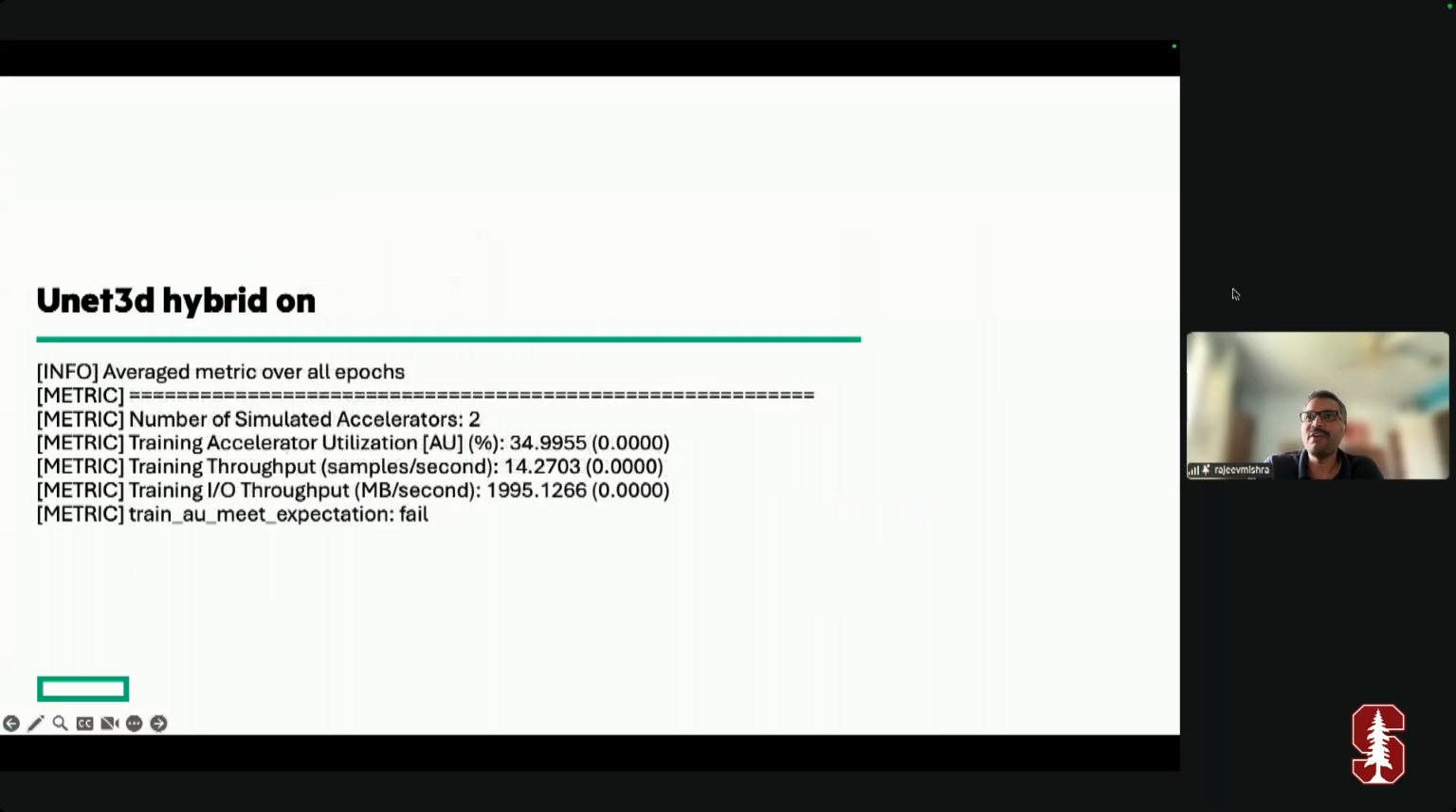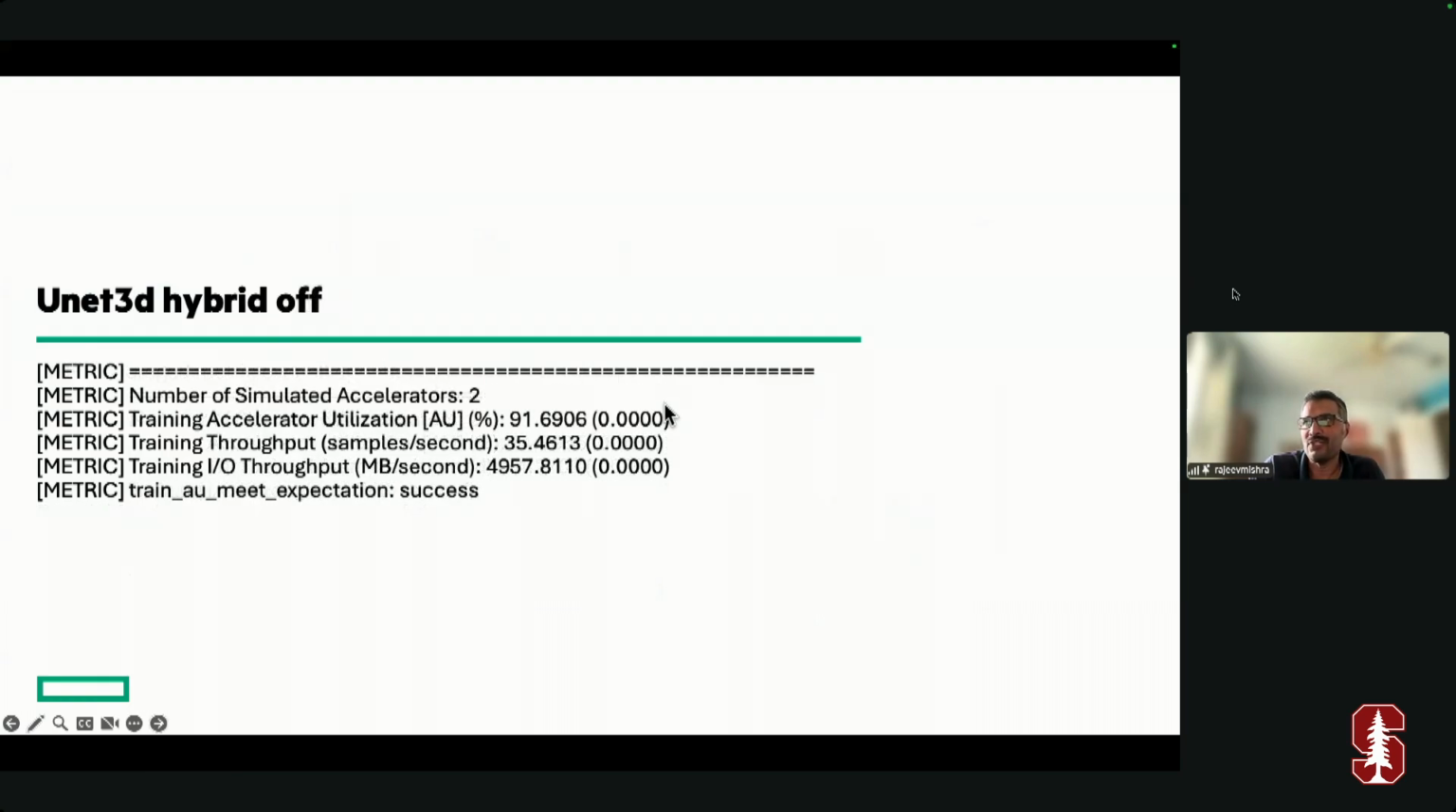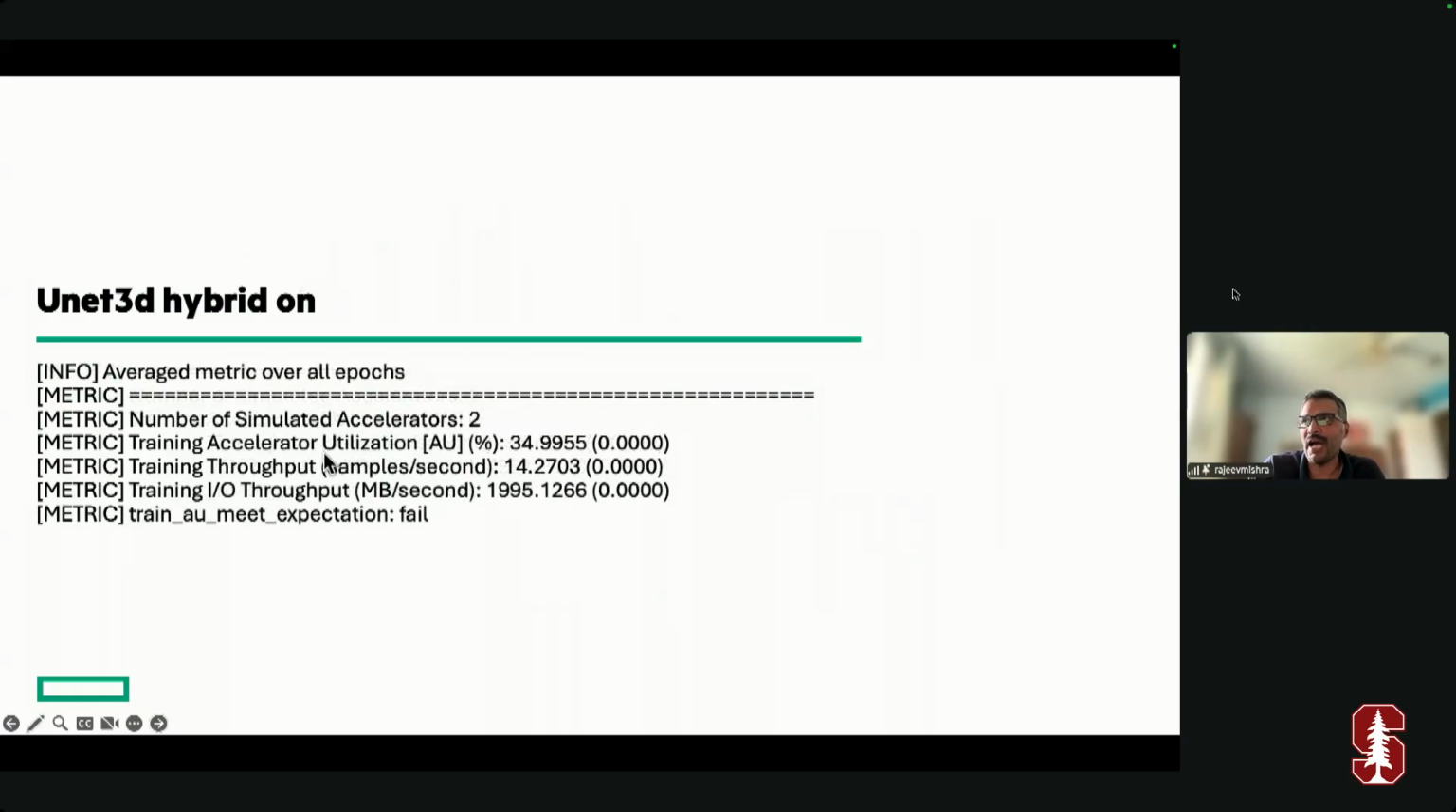So when we did Unet 3D with hybrid on and hybrid off, Unet 3D was the most IO intensive workload. And we can see that with hybrid off, the utilization was very high, 91%, and the samples it was processing was 35.46. But as soon as I turned on the hybrid IO, it basically dropped.